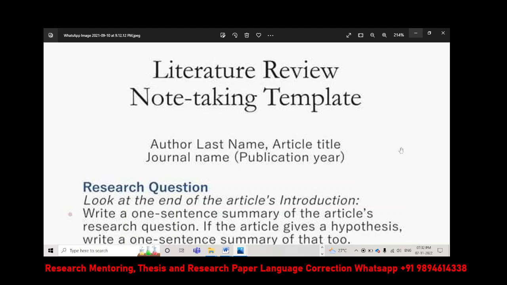So here is the template. I'm going to discuss one by one. First thing, obviously you will be knowing the author name, article title, journal name and publication. You will have to make a note of it. This is the template for how you need to take notes from other research papers.